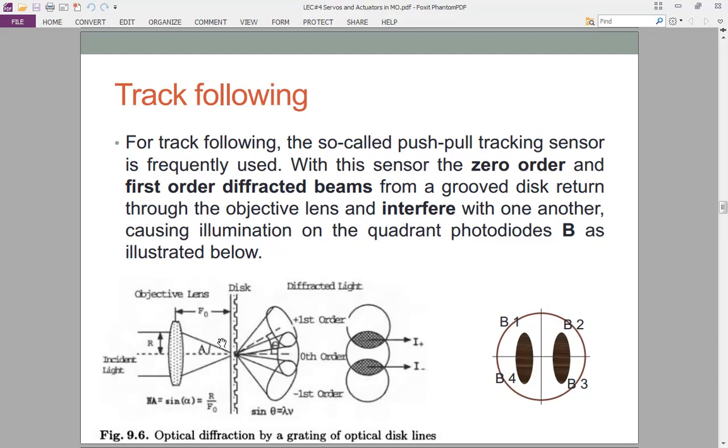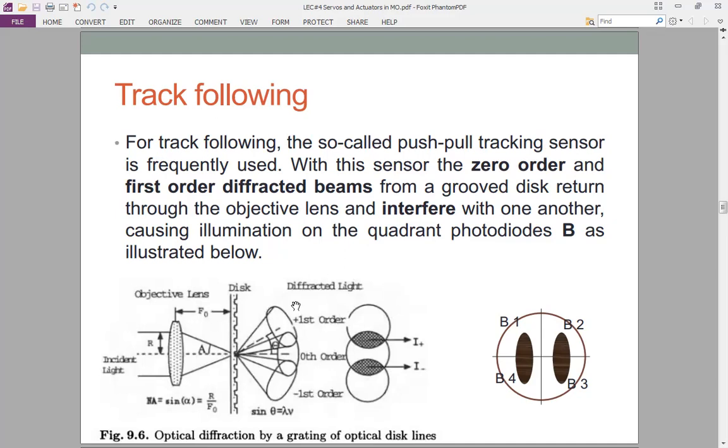Now, the diffraction orders interfere, so that if the spot is on the center, there is interference caused by the zero order and the first order. The zero order and the first order will appear something like what you can see on the screen there.